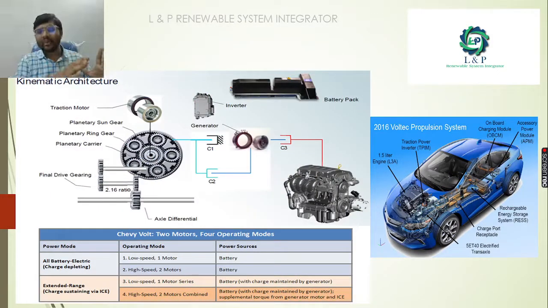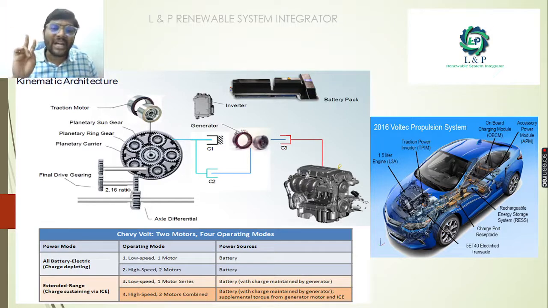See, this is an example of a kinematic architecture of this Chevrolet Volt. So we have two power modes. One is all battery electric and the other is extended range. And if you look at the operating modes of these power modes, for all of them the power source is the battery. So when you try to run at a low speed, only one motor will be running, and when you plan to run at a very high speed, then two motors will be running.